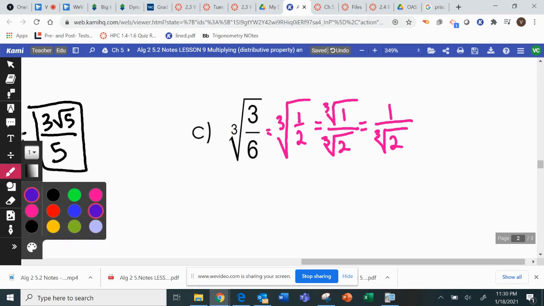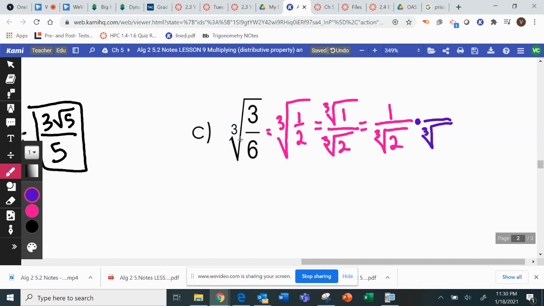Now, cube root of 2 is a radical, so this is not simplified. We have a radical in the denominator, not simplified. So I am going to multiply by a value of 1. And that value of 1 has to be a cube root of some sort, because I can only multiply cube roots times cube roots. And when I'm done, I need for the answer to be the cube root. It's got to be the cube root. And since I'm starting with a 2, it's going to be a 2 to the third when I'm done.